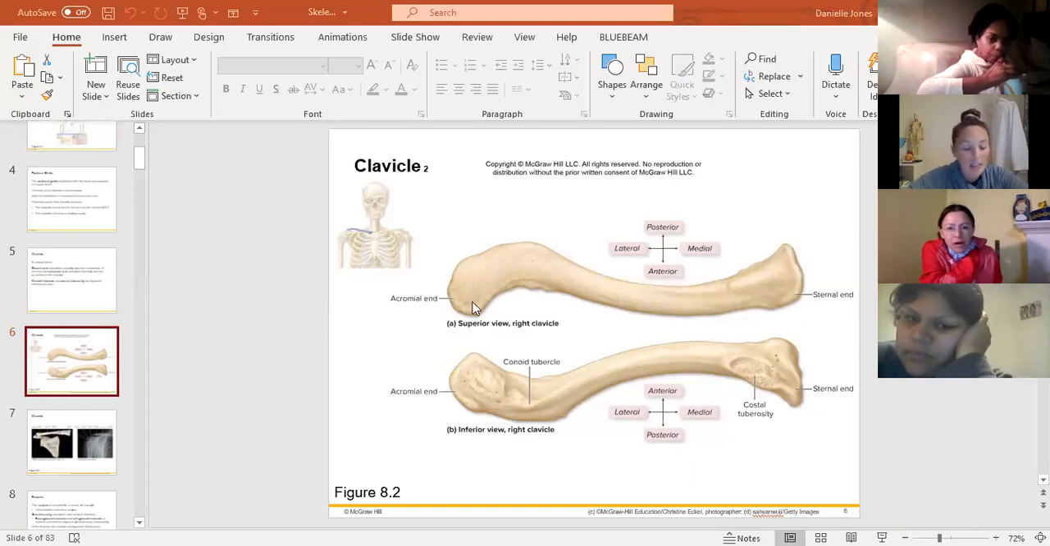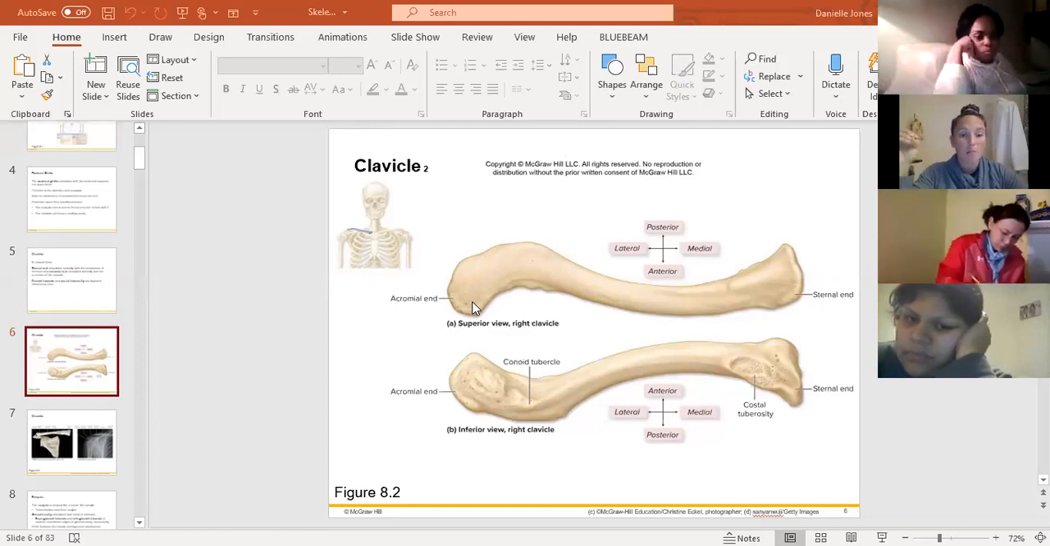The acromial end, as we'll see in a second, is going to articulate, or make a joint, with the acromion of the scapula. So notice the terms acromion, acromial end. Both of them have the same term in it. That's where anatomy is really nice to us because it has very similar terms meeting up to each other.